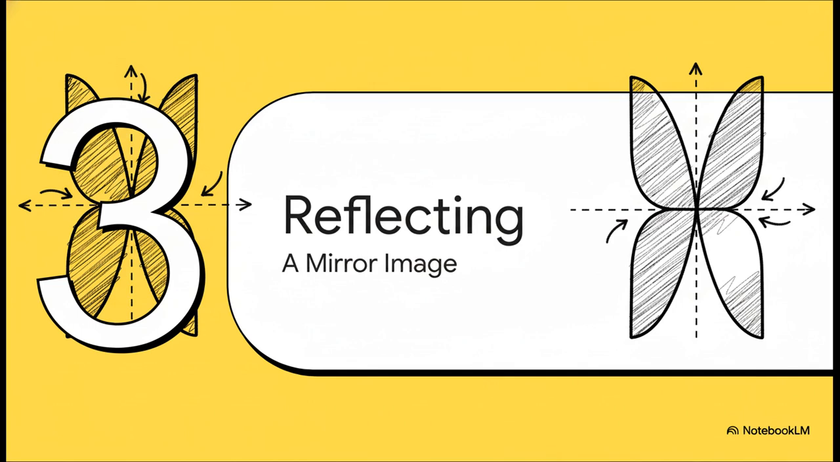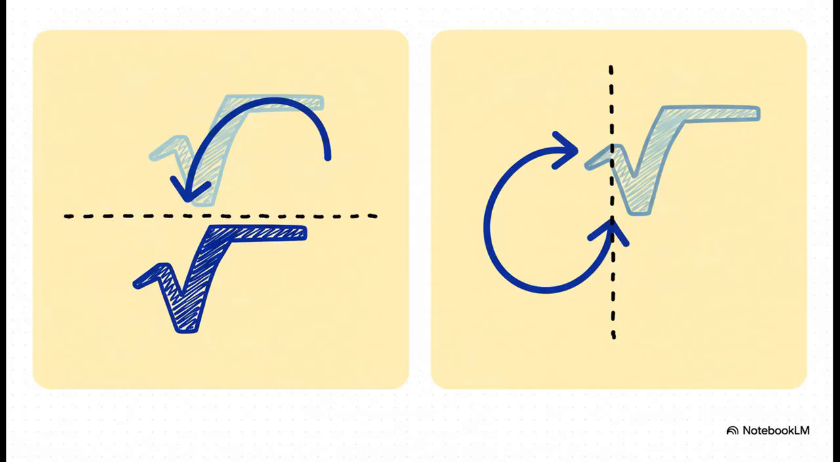Okay, our next tool is reflection. This is how we take our graph and create a perfect mirror image of it across one of the axes. When it comes to reflections, it's all about where you put that negative sign. If the negative is outside the function, you flip the graph upside down, right across the x-axis. But if you tuck that negative sign inside with the x, you flip it sideways across the y-axis. The location of that one little sign changes everything.